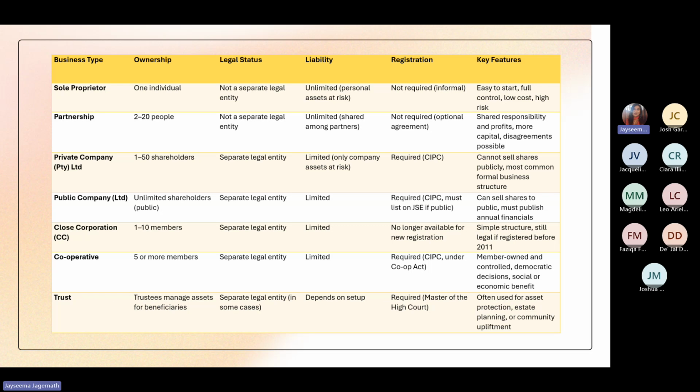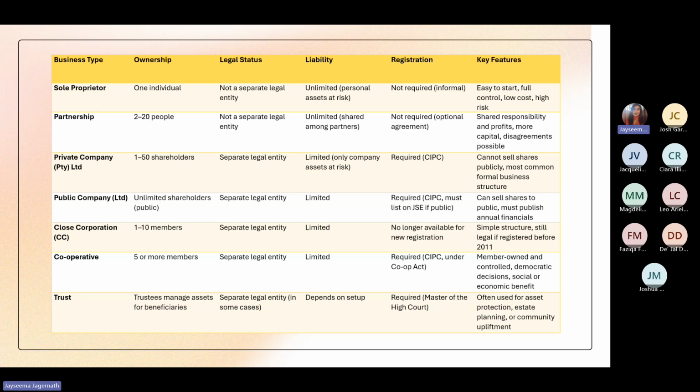What it does mean is that it's a private company. Only we are allowed to make decisions. We vote. We have a board of directors. Those shareholders, it's a private agreement between us. We are not allowed to trade on the JSE. The minute we are allowed to trade on the JSE, we become a public company.